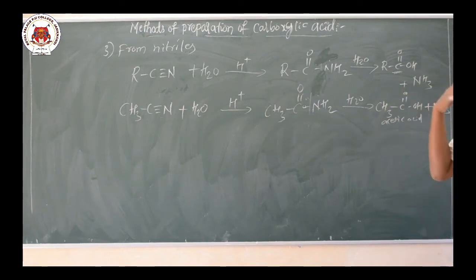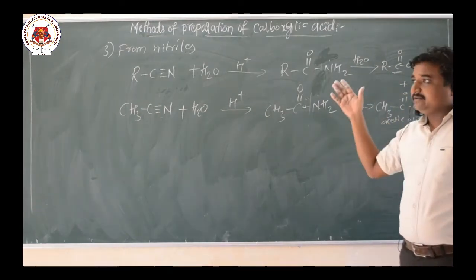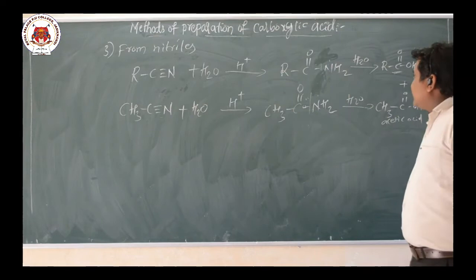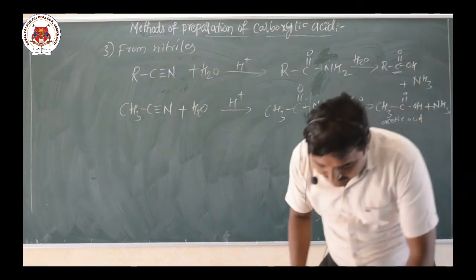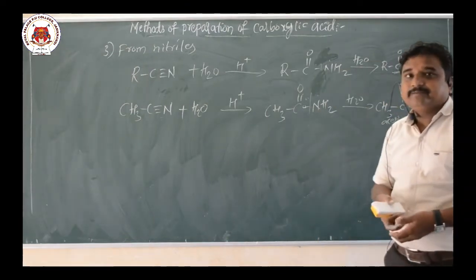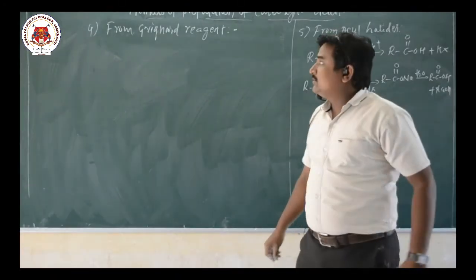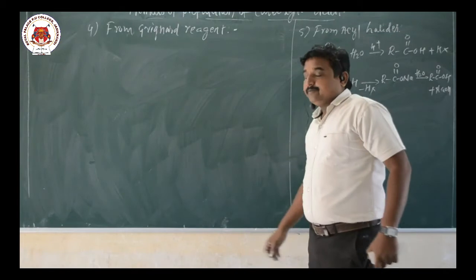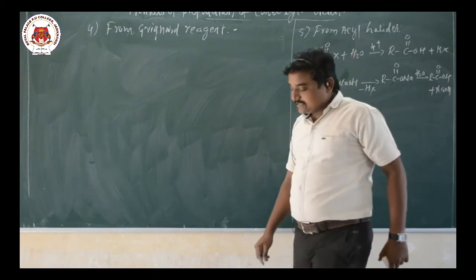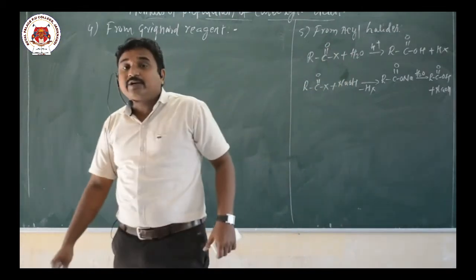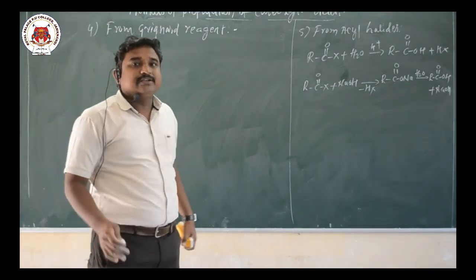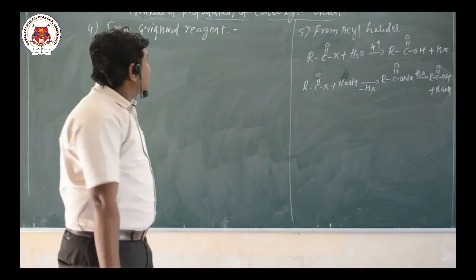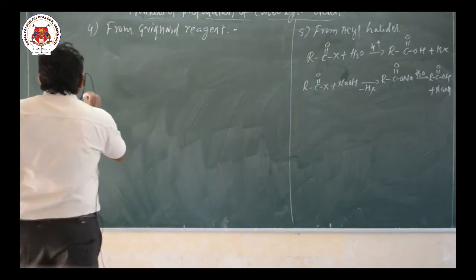So the nitriles, on hydrolysis in the acidic medium, give what here? Amides, which undergo further hydrolysis to give carboxylic acid. Okay. So the next one, the fourth method, is from the Grignard reagent. When Grignard reagent reacts with carbon dioxide, dry ice, that gives what here? A carboxylic acid. Now I will write the reaction.